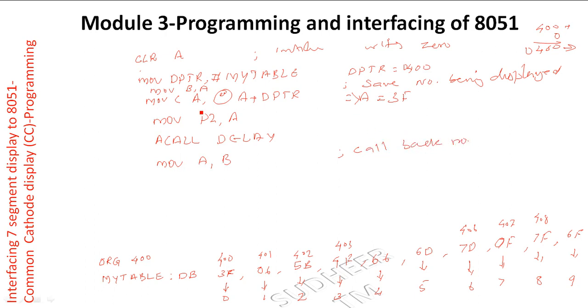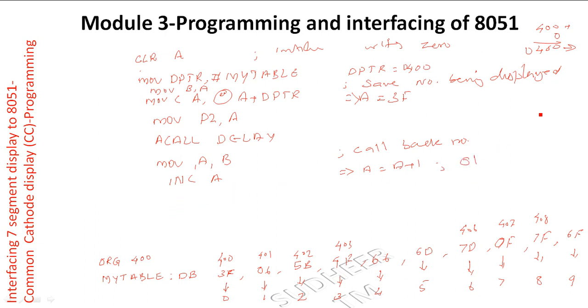Call back the number, because we have overwritten the accumulator with the code. So we need to get back the number we saved already, which is 0, and we need to increase that number. So MOV A, B. Then to increase to the next number, we can use the instruction INC A. So what happened? A is equal to A plus 1. So now the present content is 01.